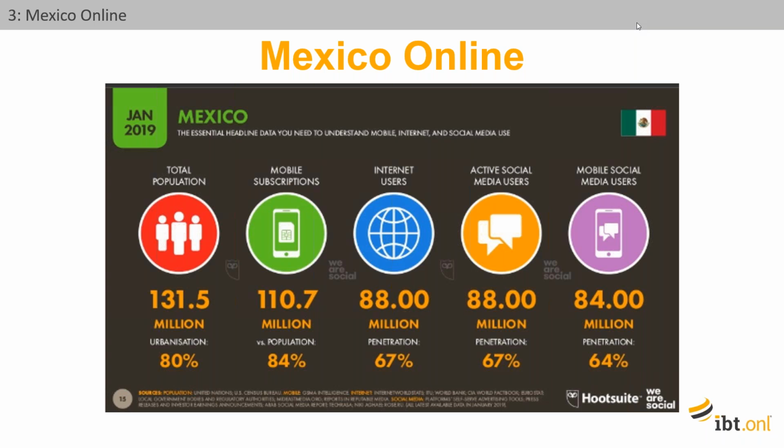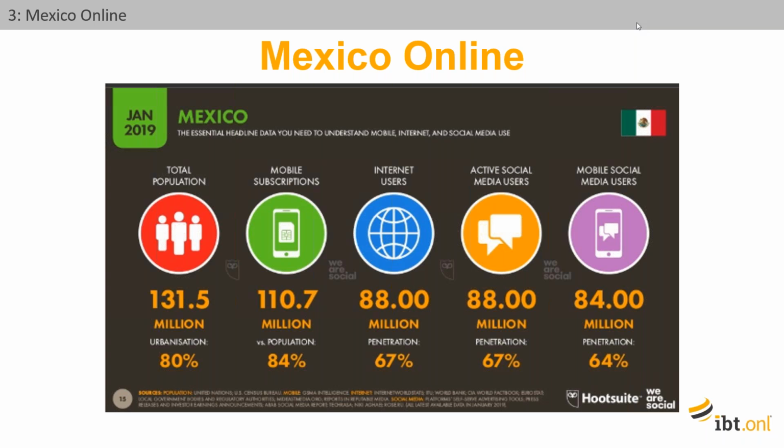Something important to note is Google actually has a 93% market share in Mexico, so it's really important to have those localized websites that are catered to Google and its algorithm, because that's the search engine that most of the people in Mexico are using. And just to put that 67% of internet users and 67% of active social media users into perspective, the percentage of people in the US that are on the internet is 80%. So 67% is a pretty significant number.